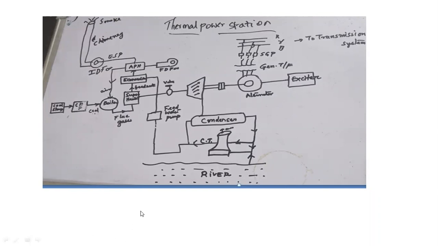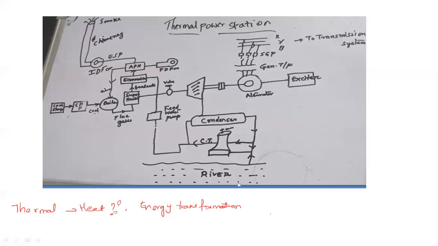What is thermal power station? Thermal means heat. That means power is produced with the help of heat. How do you get that heat? So there is an energy transformation according to Newton's third law. There will not be any energy created nor destroyed.